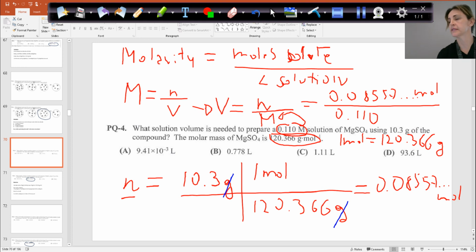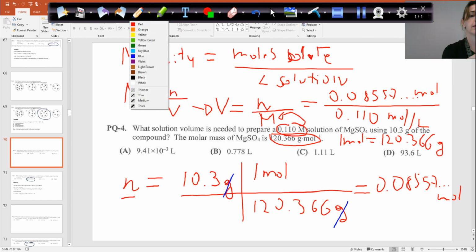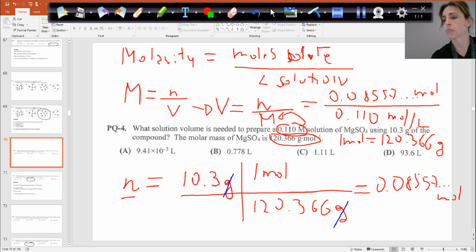And the unit is moles per liter. So moles and moles cancel. Liter is under once and under twice. So basically we end up with liters on top here. Let me know what you get.